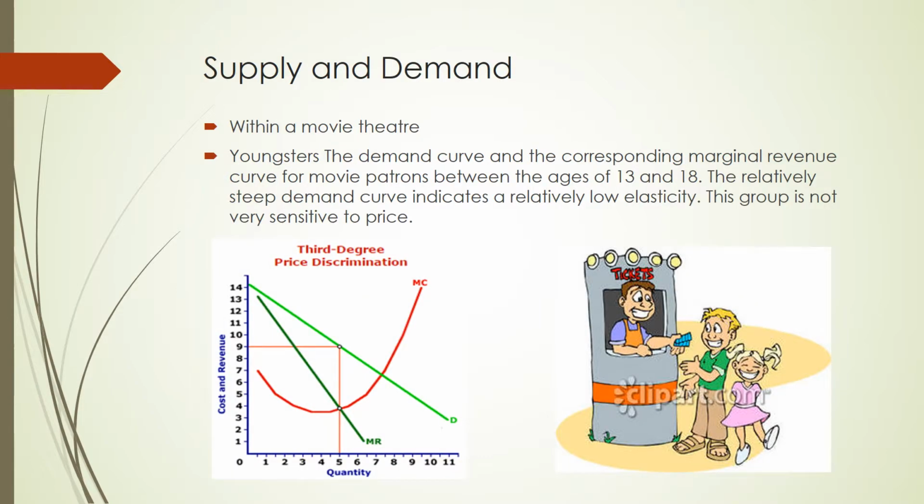Consider a movie theater. Each of the two groups, youngsters and seniors, have their own demand curve, and with each demand curve comes a corresponding marginal revenue curve. Because the industry has the power to control prices and can segment and seal each demand, price discrimination is bound to arise. The demand curve and the corresponding marginal revenue curve for movie patrons between ages of 13 and 18 is displayed below. The relatively steep demand curve indicates a relatively low elasticity. This group is not very sensitive to price and are willing to pay a much higher rate.